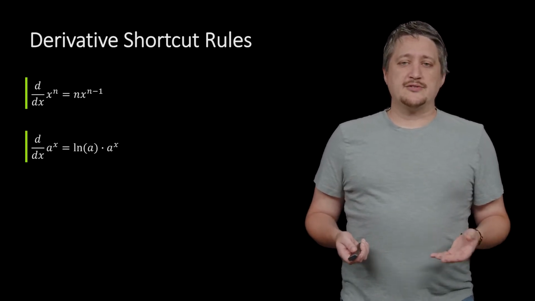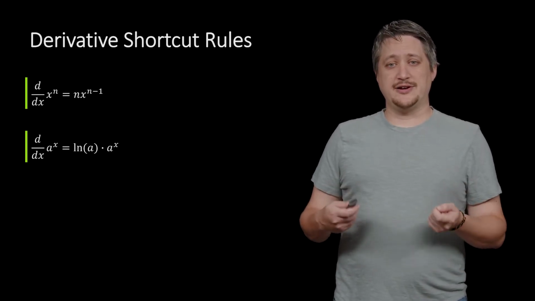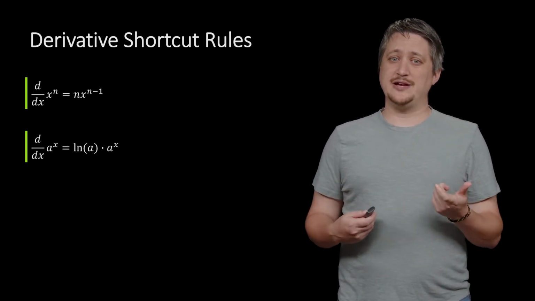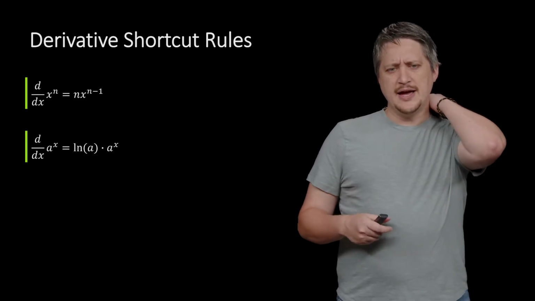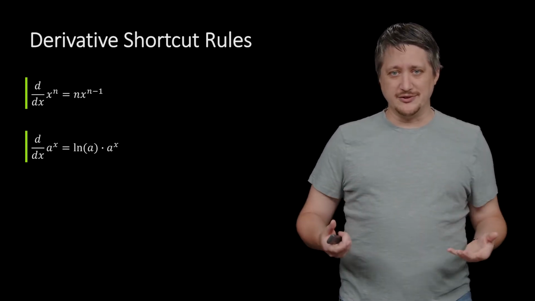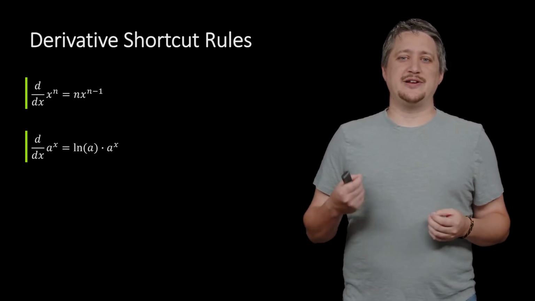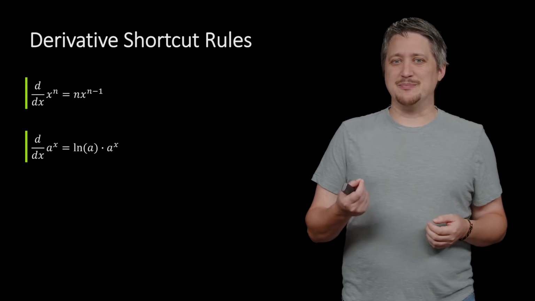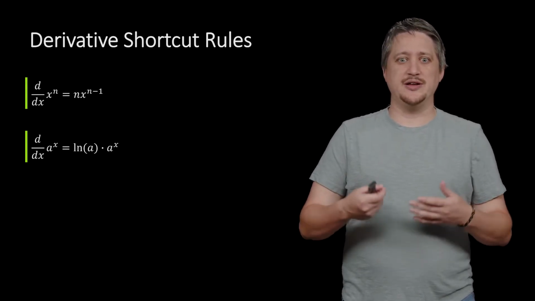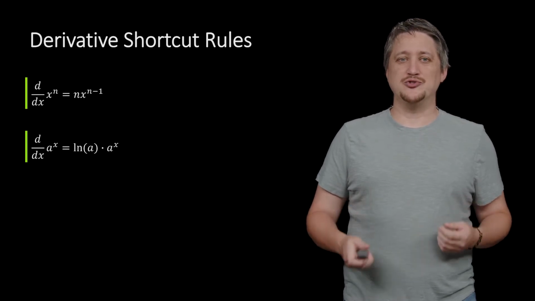For a to the x, our exponential version, we have the natural log of a times a to the x. So we get that natural log of a coming out, but otherwise it's the same. And remember that we have that special case. It follows the same rule, but at the special case where a is e. So when it's that irrational number e, the natural log of e is 1, and it's just itself. It's the do-nothing function.